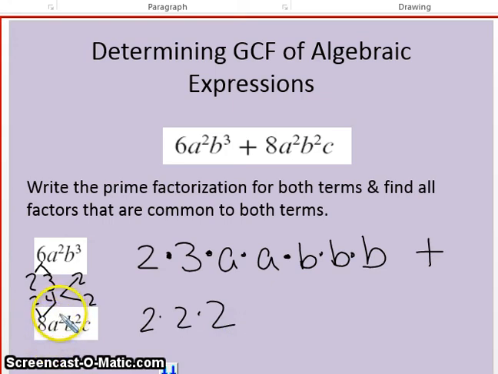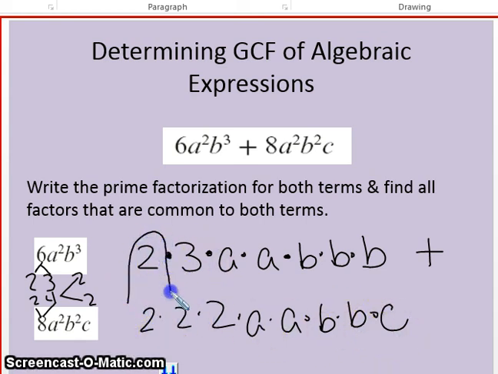Then we have a squared. Again, that's a times a. And then we have b squared, so that would be b times b. And then we also have c to the first, so there's just one c. Now, to find the greatest common factor, we want to find all the factors that are common to both terms. So here's the prime factorization of the first term. Here's the prime factorization of the second term, and we need to see what do they have in common. So look at this. They both have a 2. So 2 is going to be part of our greatest common factor.